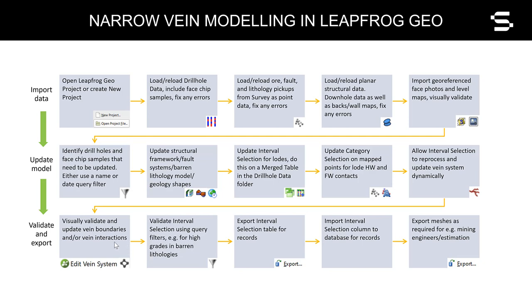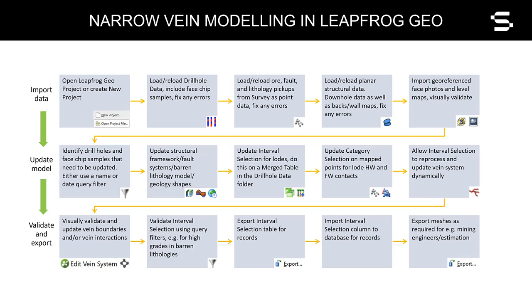The bottom row then includes further validation steps to ensure the model is matching the data and our geological interpretation as planned. We've then included some export steps to make sure that the interval selection column and any other relevant information created within Leapfrog is stored outside of the Leapfrog Geo project in a database. Today we won't run through this whole workflow in detail, but we'll focus on the step of manually editing the veins as required to fit our data and interpretation.